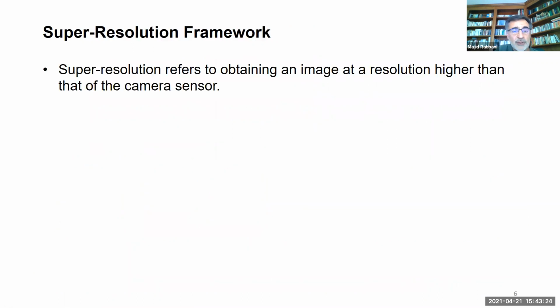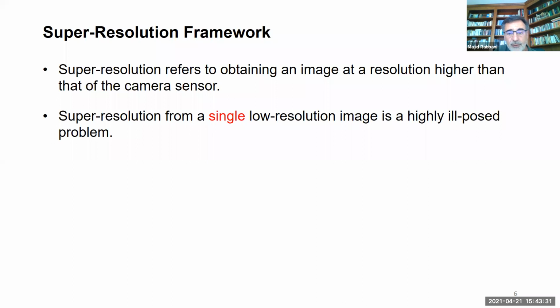So what is the super resolution framework? Again, super resolution refers to obtaining an image at a resolution higher than that of the camera sensor, right? And there are two ways that you could do super resolution. One is from a single low resolution image. This problem is highly ill-posed because the low resolution version cannot contain the high resolution version, right? Imagine that I tell you, look at number 72 and tell me what two integers when multiplied together give me number 72. You say, well, there are so many different solutions, okay?